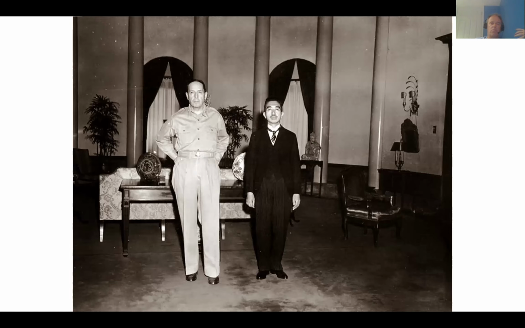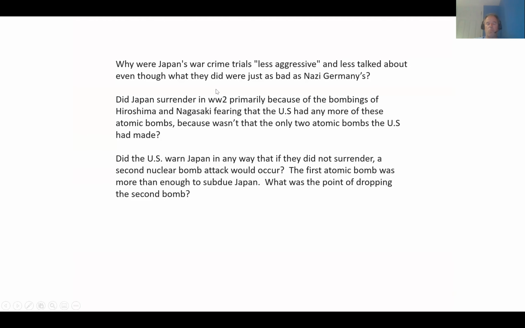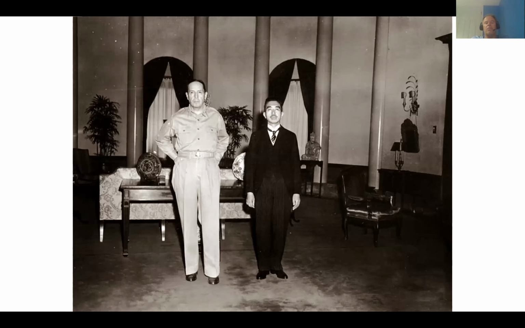criminal, he will be stripped of all authority, so he becomes exclusively a constitutional monarch. Hirohito had some political powers before and during the war, but this is a condition demanded by the Japanese, and it's a condition that ultimately is accepted by the United States. I think the U.S. could have ended the war without the second atomic bomb. And this picture also gets to the first question: why were Japan's war crime trials less aggressive and less talked about, even though what they did was so terrible?